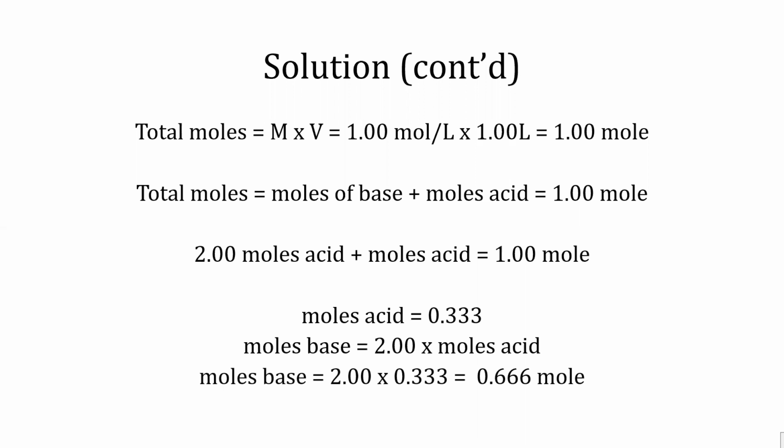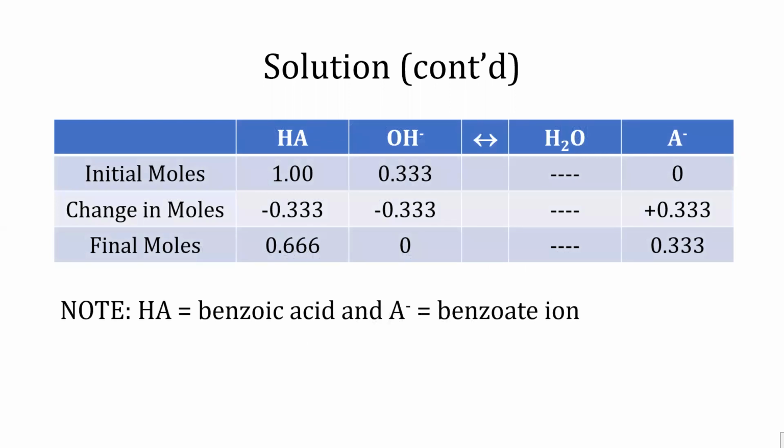Note, this is the final amount of each component. We will use a stoichiometric table to determine, working in reverse, given we started with 1.00 mole of just the acid, what amount of base was present. It turns out that there was 0.333 moles of base mixed with 1.00 moles of acid needed for this buffer mixture. Note, HA is benzoic acid and A minus is benzoate ion.